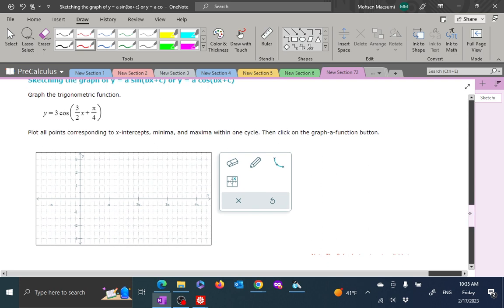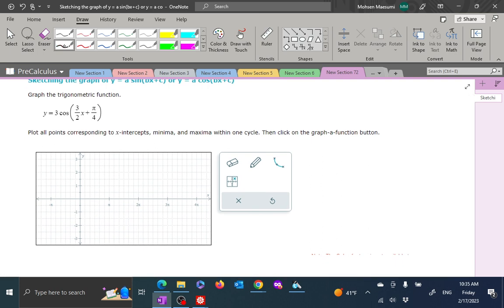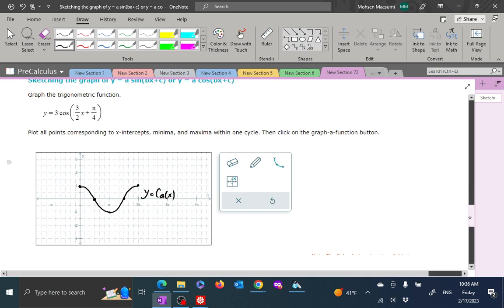Let's be fast now. This is cosine. So here's our cosine. Cosine, we go here, here, here, here, and here. So this is the graph of y is equal to cosine of x. Now what? We have, again, this is trivial, triple the height. 3 cosine of 3/2 x plus pi over 4.